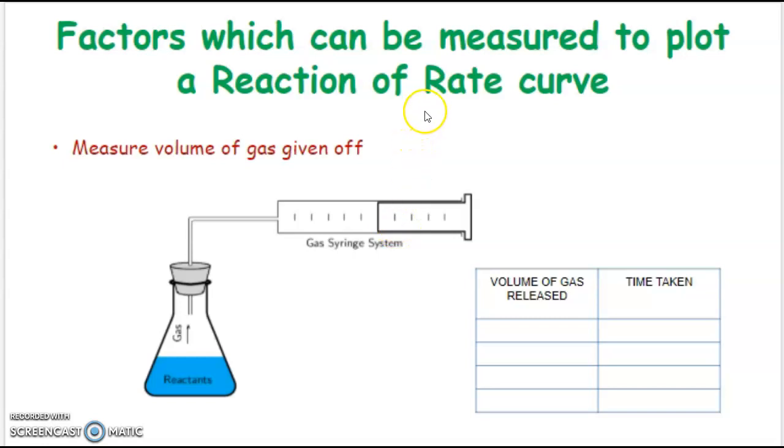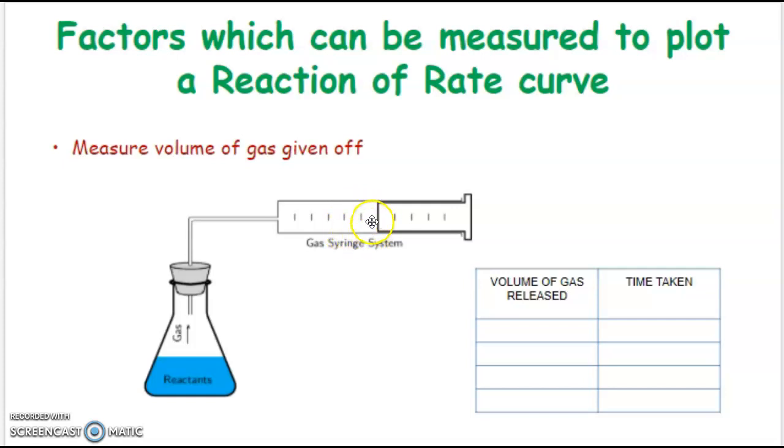There are several factors which can be measured throughout the course of a reaction in order to obtain data to plot a rate of reaction curve. The first of them being the volume of a gas. If a reaction produces a gas which is released, that gas can be captured by connecting the reaction chamber to a syringe, and as the gas is given off, that gas will of course travel straight into the syringe and be collected in here.